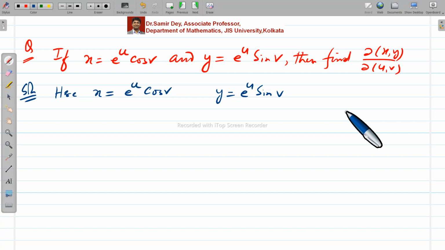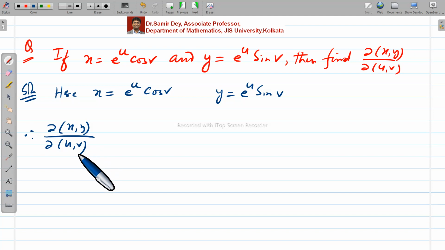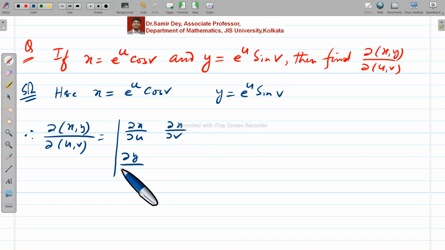Okay, so first try to understand what our next requirement is. So ∂(x, y)/∂(u, v) is equal to the determinant. Sorry, the main functions are x, y, and the independent variables are u, v. So here you may write ∂x/∂u, ∂x/∂v, ∂y/∂u, ∂y/∂v. So these are the four unknowns. So first you need to calculate them separately.